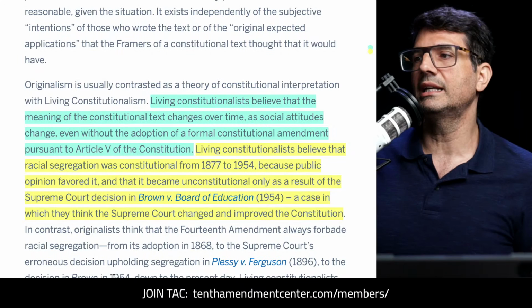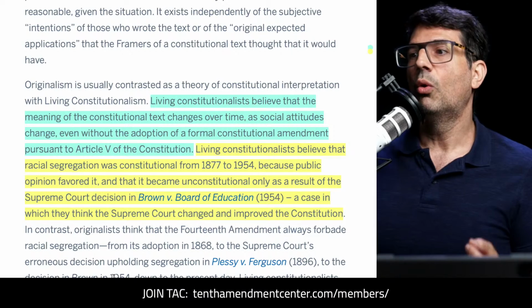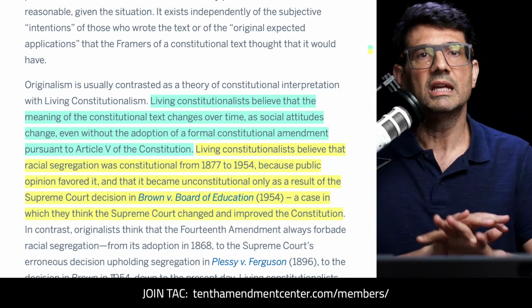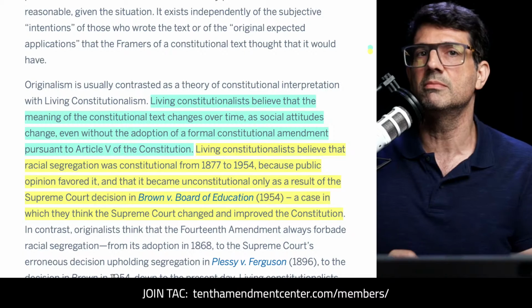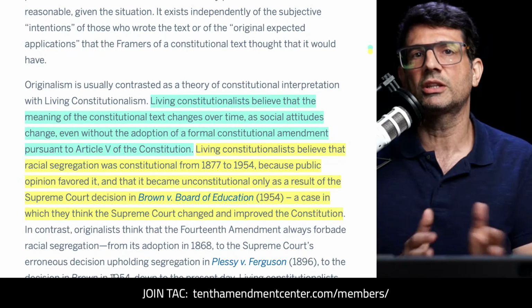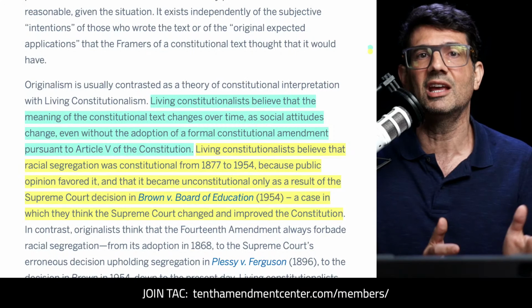He said, "Living constitutionalists believe that racial segregation was constitutional, was legal between 1877 and 1954." It was constitutional. Now, constitutional doesn't necessarily mean good or bad, and unconstitutional doesn't necessarily mean bad, but living constitutionalists believe that basically the Constitution means what the Supreme Court tells us it means until it changes its mind. Or if it says nothing on it, then it makes the first statement on it.